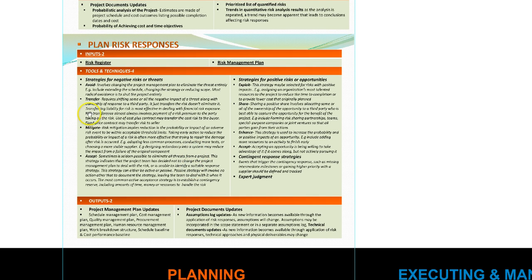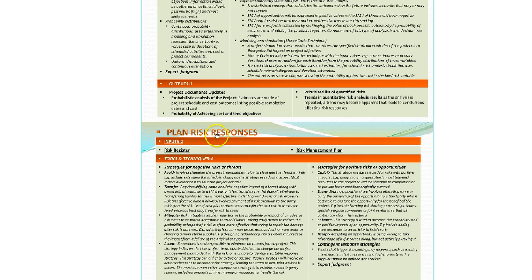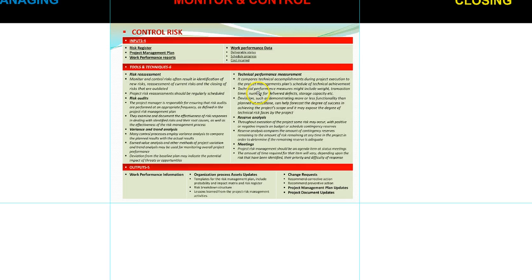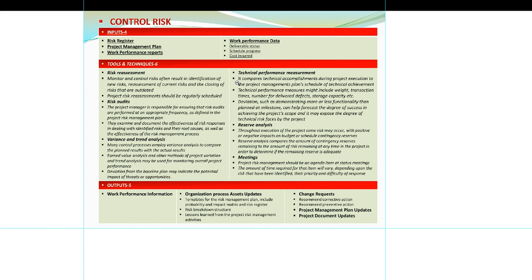So we already talked about the planning part in risk management. The only one that's left is controlling the risks. Now, how do you control the risk? Just like how do you control cost? How do you control time? How do you control people? So how are you going to control the risks? And there are 4 inputs, 6 tools and techniques, and 5 different outputs. So you're going to do risk audits. You are going to do a variance analysis. Again, when we get to this, I'll be talking a lot more detail about it.